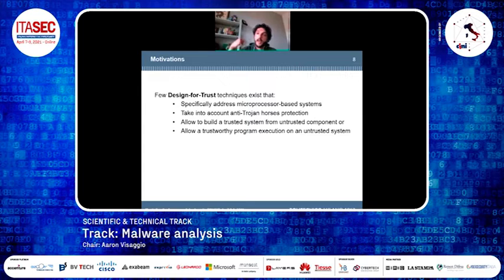So a new paradigm has risen in the last years, which is design for trust. I do not want to detect the Trojan before deploying the system, but I want to deploy the system and build a trusted system on top of untrusted components, or I want to run my software in a trusted environment, although the system is partially or totally untrusted.